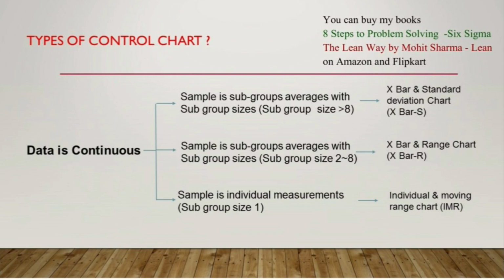So if your subgroup size is 1, you use IMR chart, which is individual moving range chart. If it is 2 to 8, then you use X bar R chart, which is called X bar and range chart. And if your subgroup size is greater than 8, then you use X bar S chart, which is known as X bar and standard deviation chart.